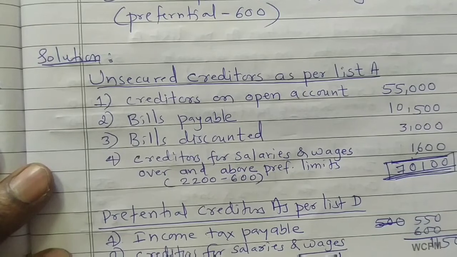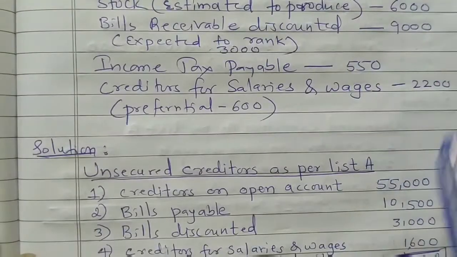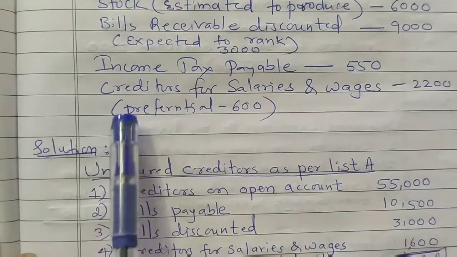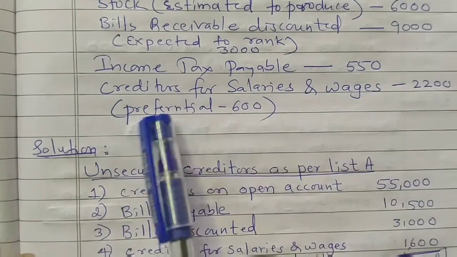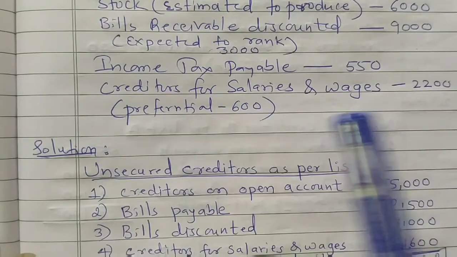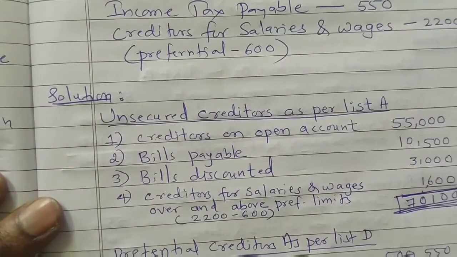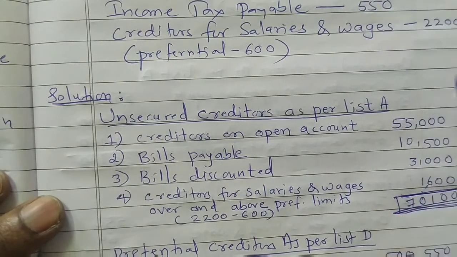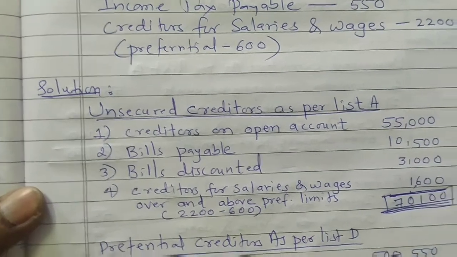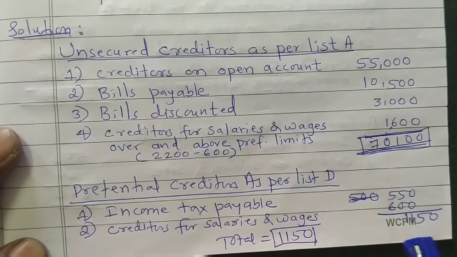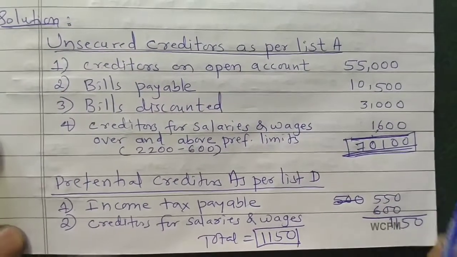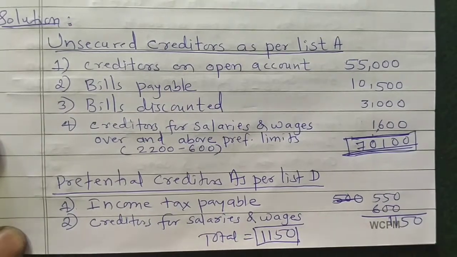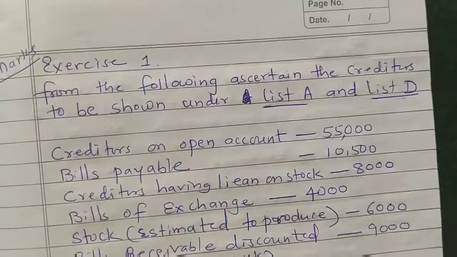Now let's see list D, known as preferential creditors. From the accounts, these items we have removed, and the rest of our items, like creditors for salaries and wages, the preferential amount is clearly given as 600. We take that item first: preferential creditors for salaries 600, and income tax payable 550. These are the preferential creditors. 550 plus 600, total comes to 1,150. So list A is 70,100 and list D is 1,150. Let's see this problem once again from the top.